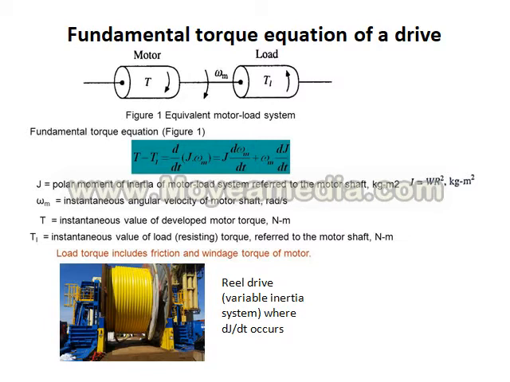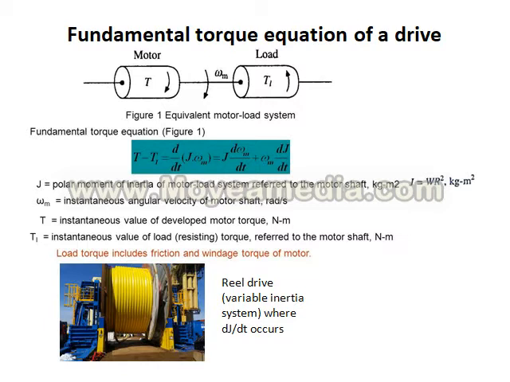Then omega m is the instantaneous angular velocity of the motor shaft. T is the instantaneous value of torque developed by motor in Newton meters. TL is the instantaneous value of load torque referred to the motor shaft. This load torque may include friction torque, windage torque.